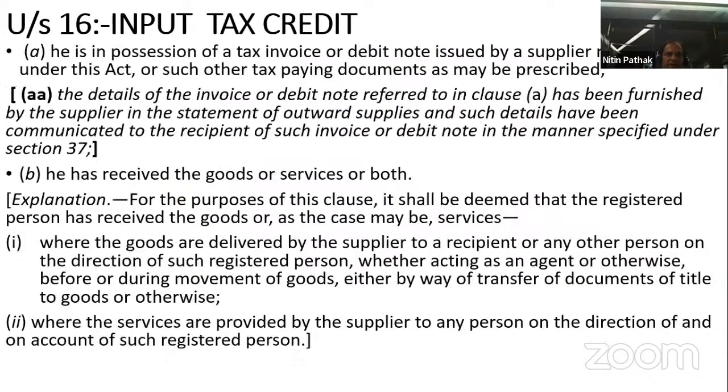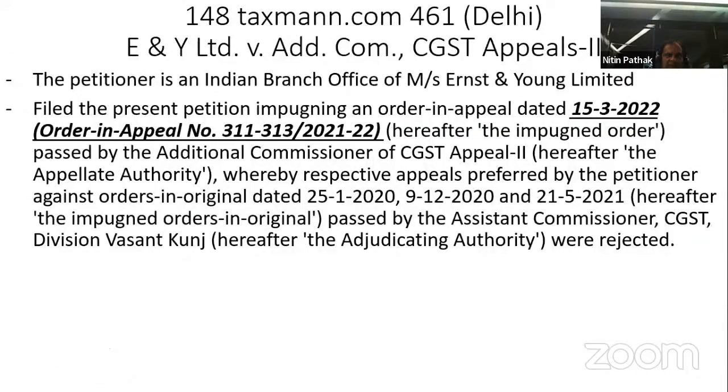I am not going into input credit of 16G because I've already covered it. This is the last judgment. Let me cover this judgment. This is on the basis of intermediary. The petitioner is an Indian branch. So this is regarding intermediary provisions. What is the case?